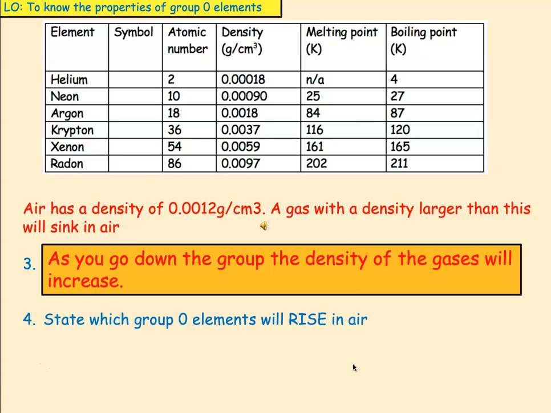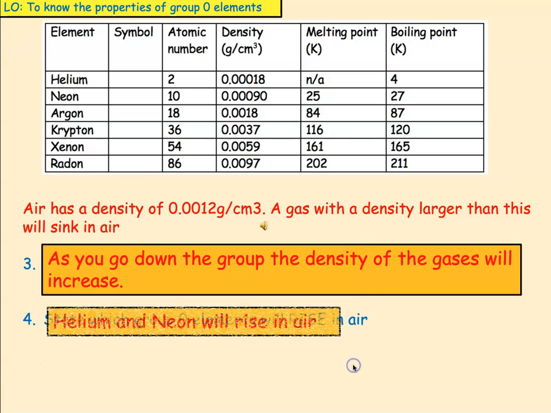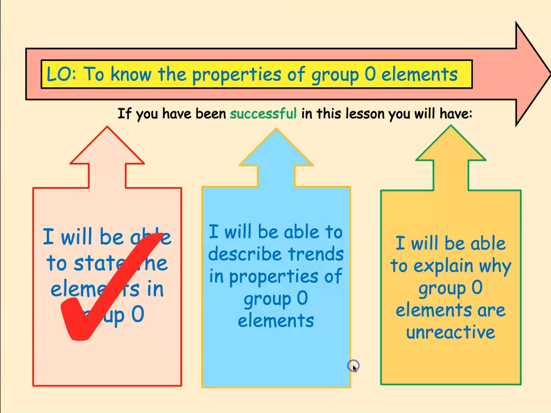State which group element will rise in air. Well, the two that have densities that are lower than 0.0012 are helium and neon. So they would rise and float, and that's why we use helium balloons.